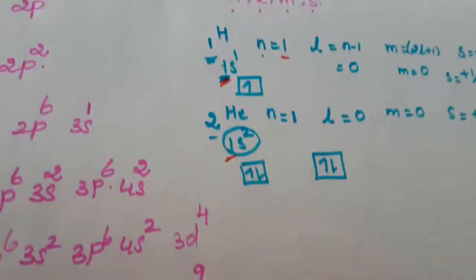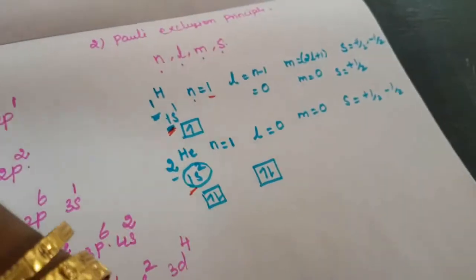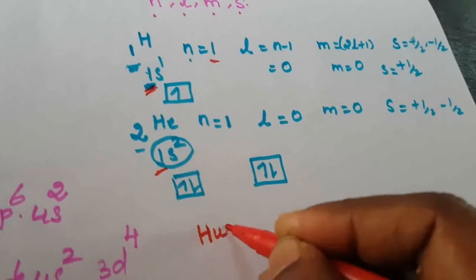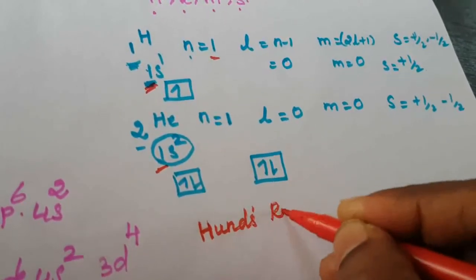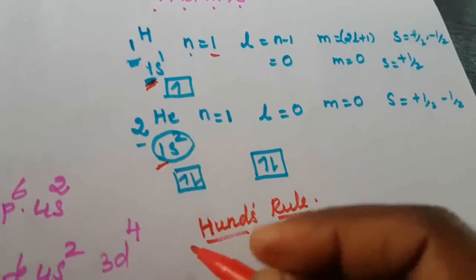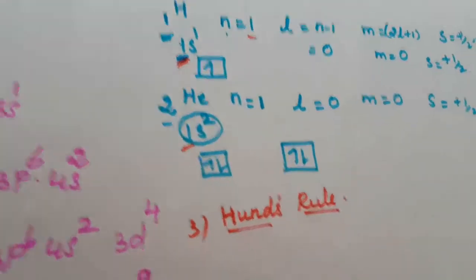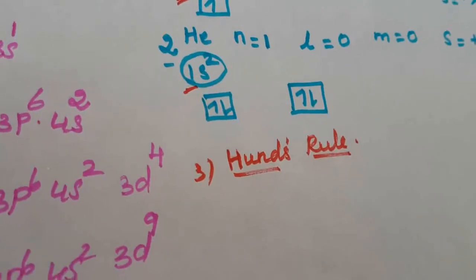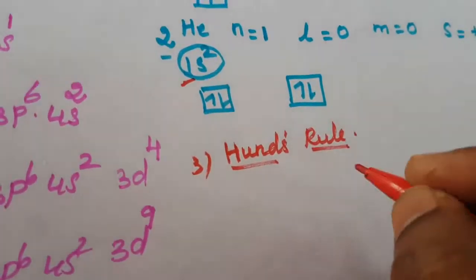Okay, this is another one. The next one is Hund's rule. What is meant by Hund's rule? What did he tell? In degenerate orbitals, first half fill the orbitals, then completely fill.